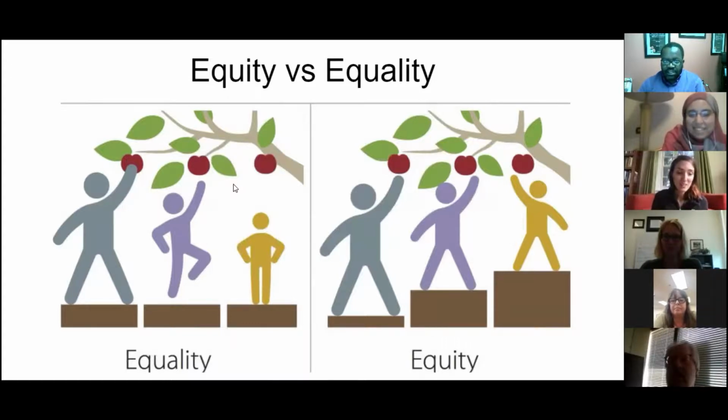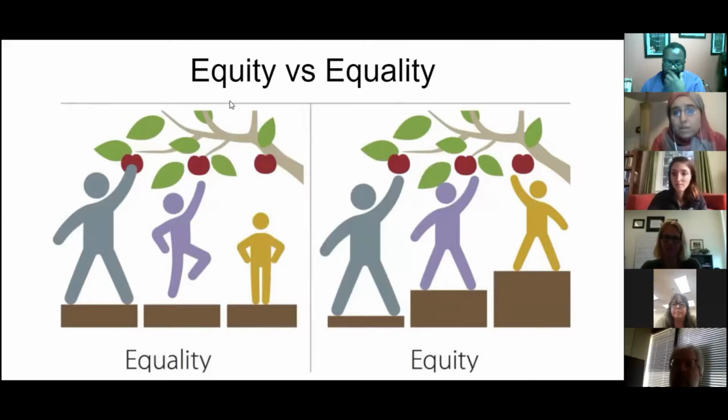I usually see this image, and I think the one on the right is what education should be about: helping people reach their goals, with us scaffolding as educators in whatever ways we can. Whereas the one on the left is sadly often what education is currently, where we seem blind to the different diversities in our students. I think one of the things about learning outcomes is that they usually don't differentiate.